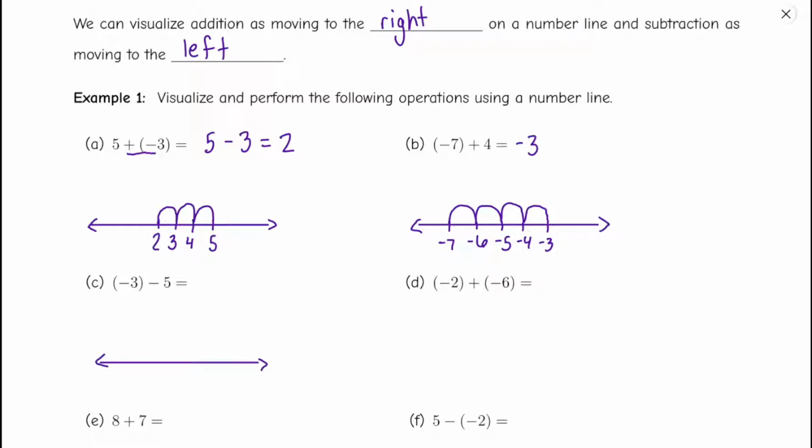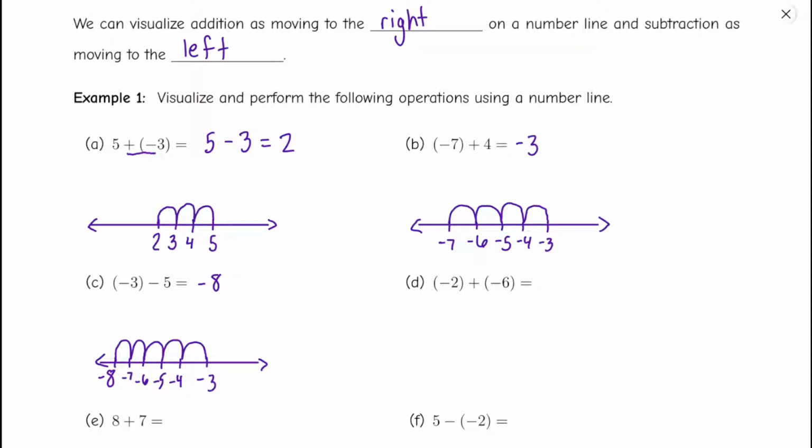C, -3 minus 5. So we're going to start at -3. And because it's subtraction, I need to move to the left 5. So we get -3, -4, -5, -6, -7, and -8. So -3 minus 5 is -8.